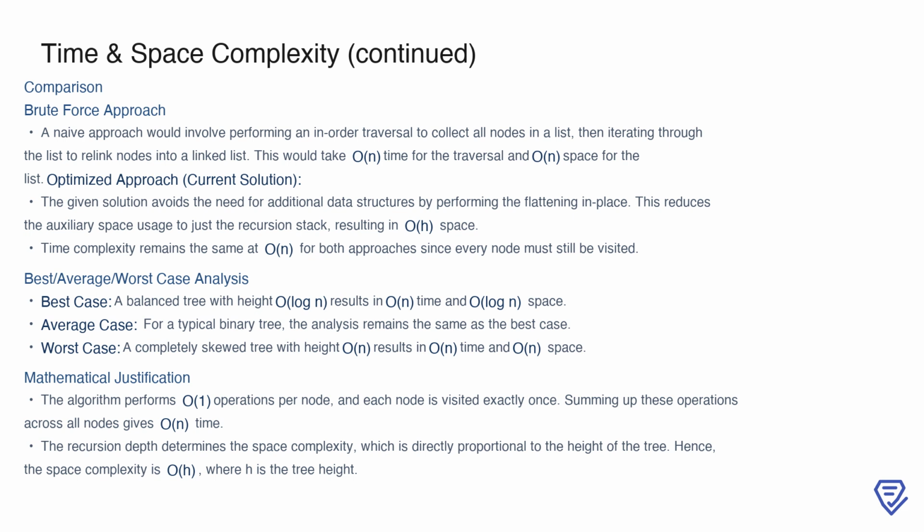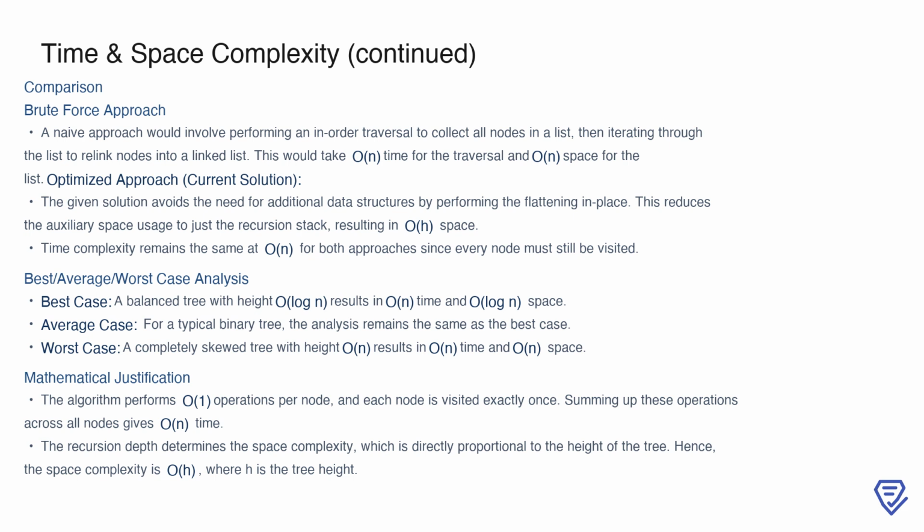Time complexity remains O(n), since every node must still be visited. For best-case scenarios, such as a balanced binary tree, the height is O(log n), leading to O(n) time and O(log n) space. For average cases, the analysis is similar to the best case. However, in the worst case of a completely skewed tree, the height grows to O(n), so time complexity remains O(n), but space usage increases to O(n).